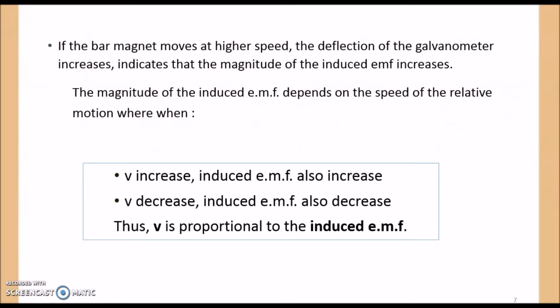Another thing that Faraday found is when the bar magnet is moved at higher speed, the deflection on the galvanometer will increase. It shows that the magnitude of induced EMF produced in the solenoid will increase too. So, the velocity of the bar magnet is proportional to the induced EMF in the solenoid. Semakin laju kita bawa masuk magnet tersebut, semakin meningkat nilai current dan juga EMF induced dalam solenoid tersebut.